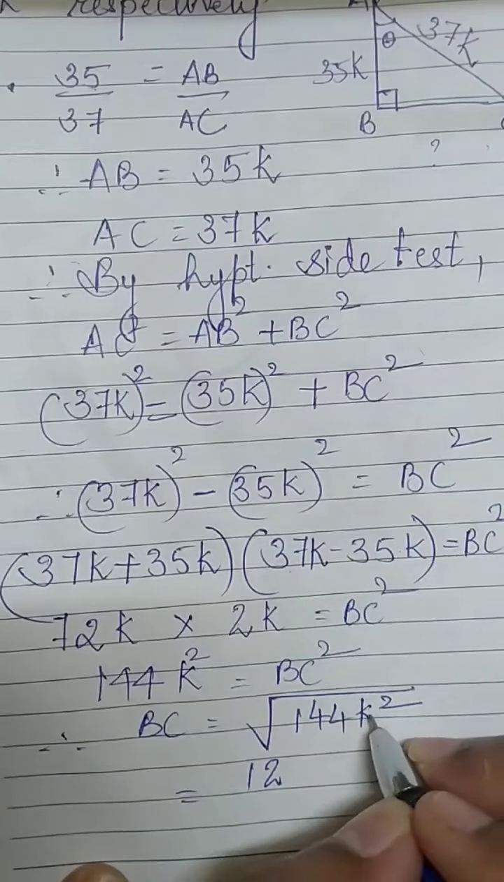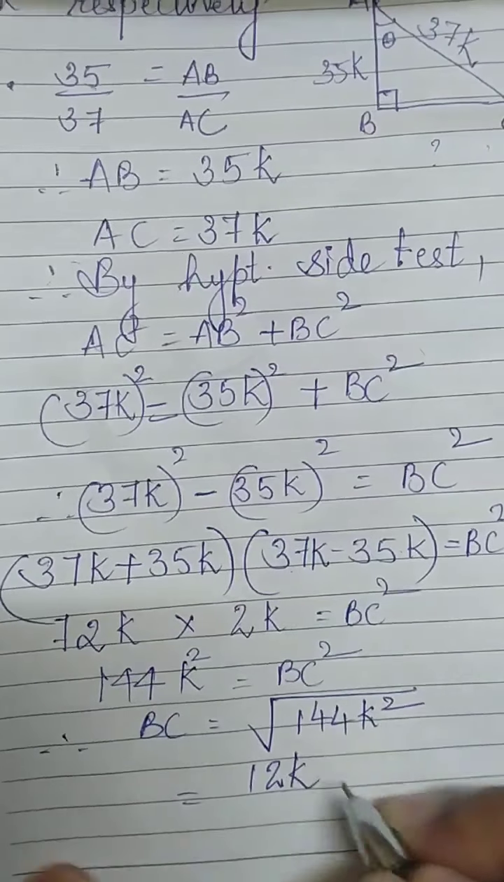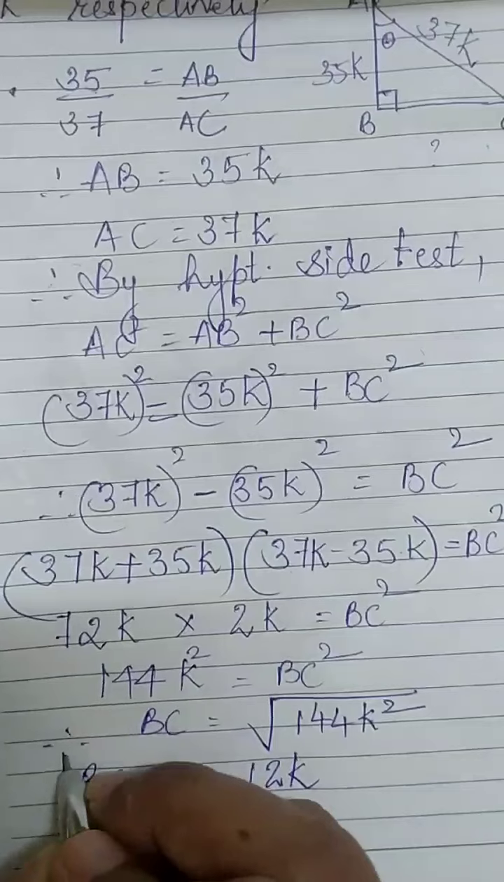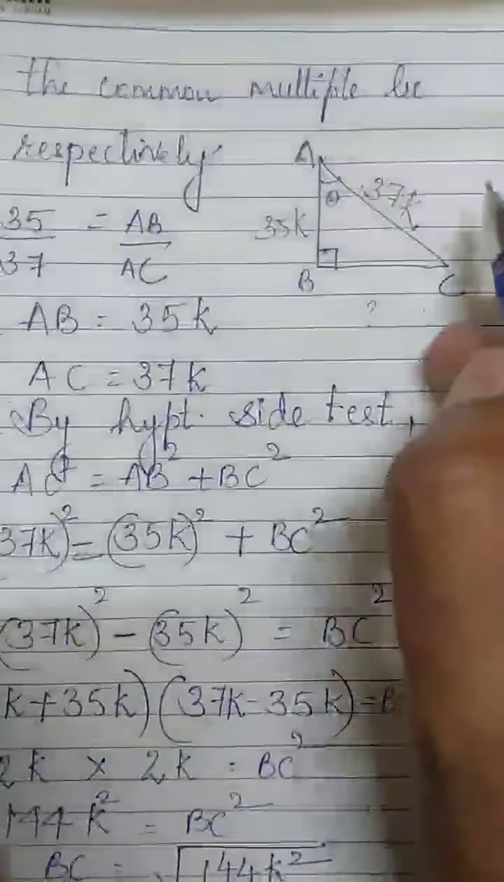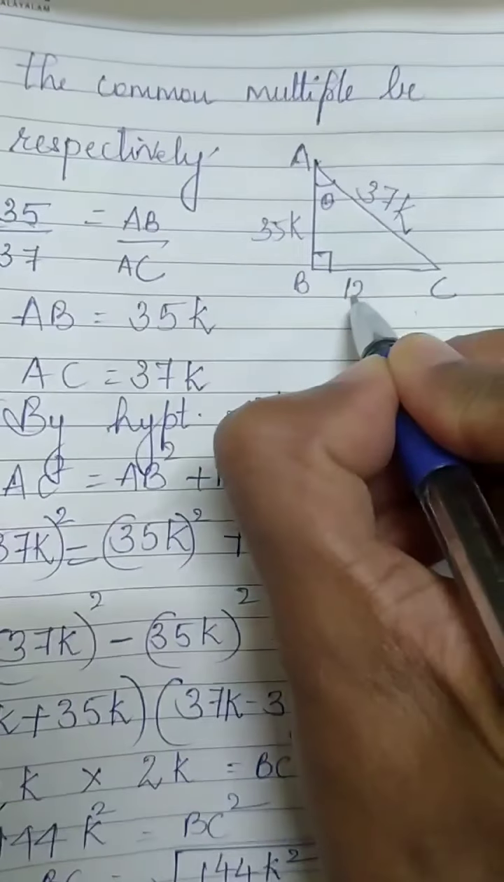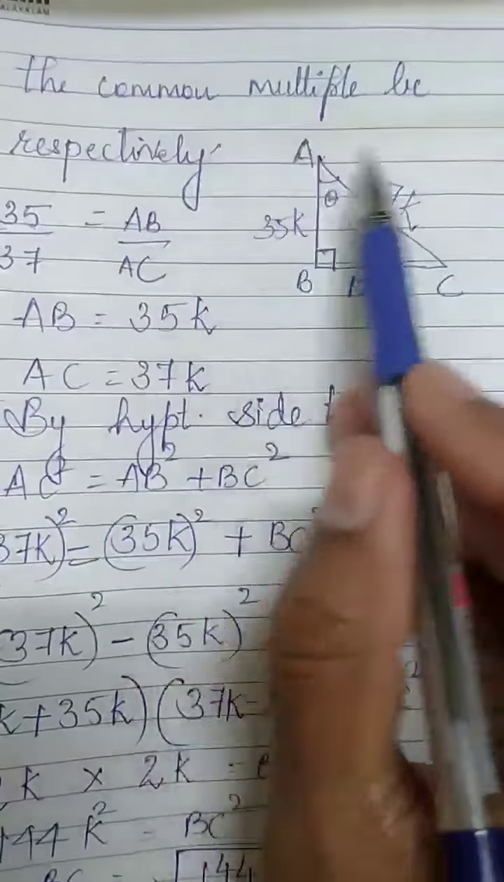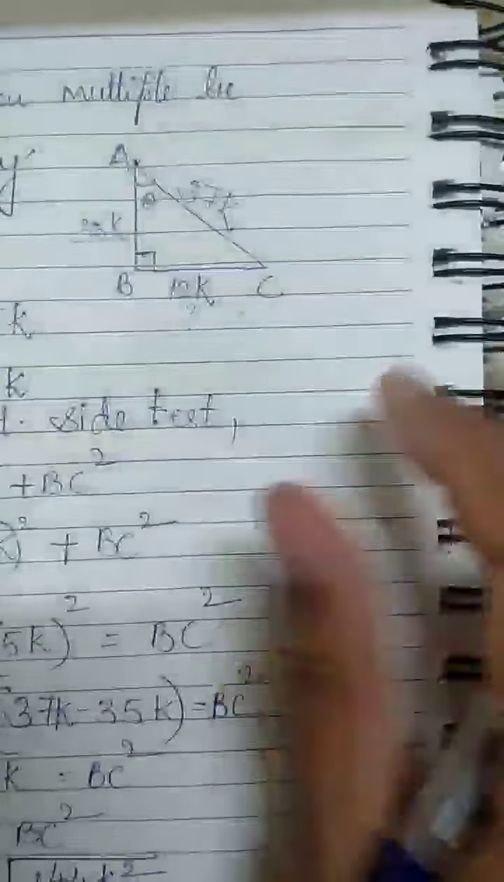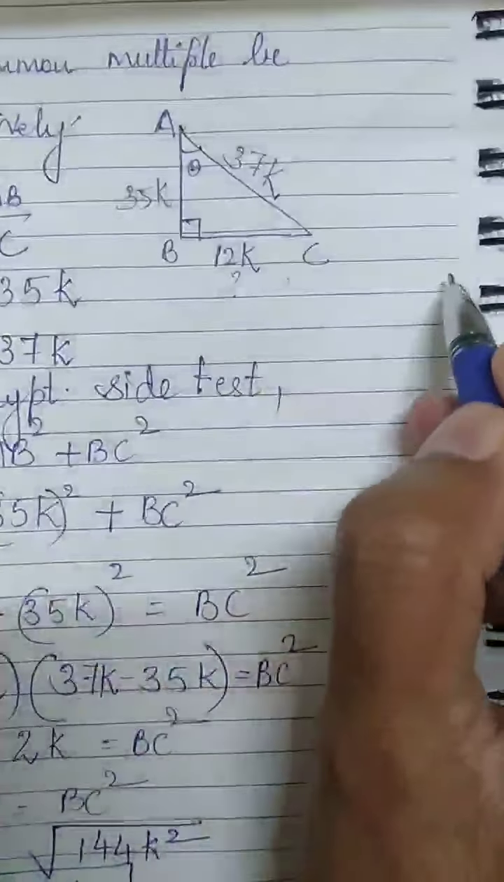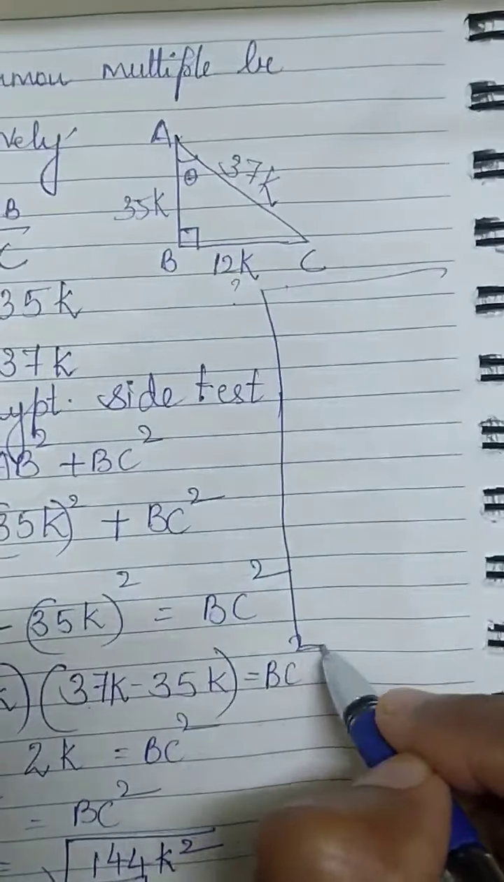12, and square root of k square will be k. So we got BC is equal to 12k. That you put in this right angle triangle, BC we got 12k. Now once you know all the sides, you can easily find out the other two ratios asked. So I'll just show you here, the remaining part.